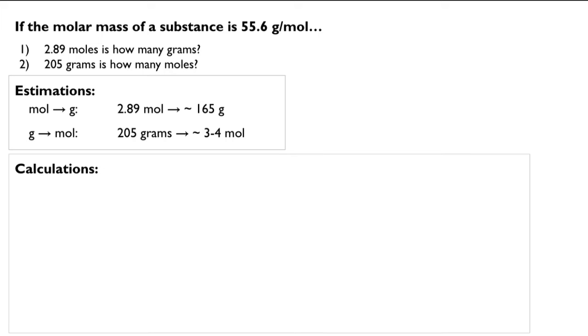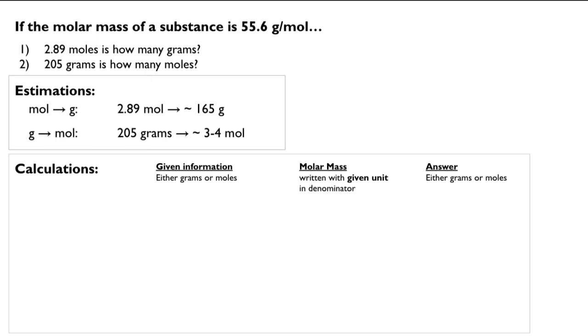I'm estimating that I will get about 165 grams for my first answer and between 3 and 4 moles for my second. To set up my calculation, I'm going to start with my given information, so that will be either in grams or moles. For number 1, since I'm going from 2.9 moles to grams, my starting given information is going to be 2.9 moles. So I'm going to put 2.9 moles on the starting line for number 1.